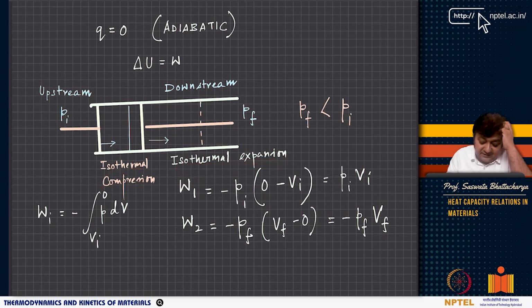And if you look at that, you have Wi, which is basically, you started with a volume Vi, for example the volume is Vi, and it goes to 0, right? We are compressing it so much that the volume goes to 0. So minus integral Vi to 0 of PdV, which is basically going to be Pi Vi. This is work done on the system, minus PdV. And Wf is minus Pf, Vf minus 0, which is minus Pf Vf.